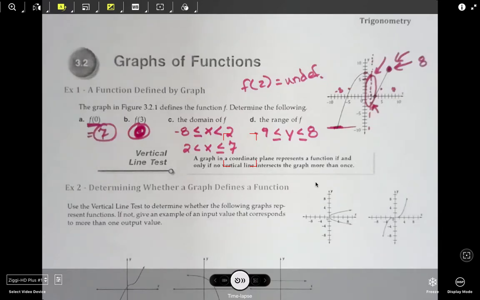Okay. Vertical line test. We've done that one before. I think we did. Did we do that in the last lesson? I'm doing this with my algebra kids right now, and my calc kids actually. So I don't know who I've done this with and who I haven't. We did vertical line test though.